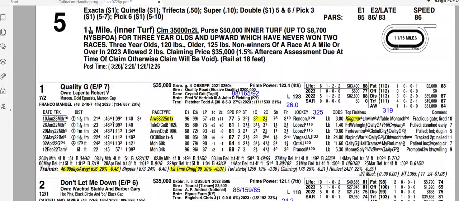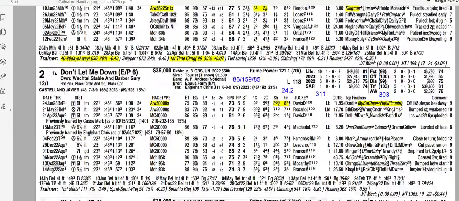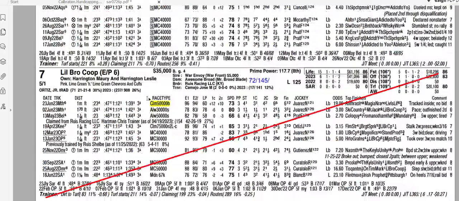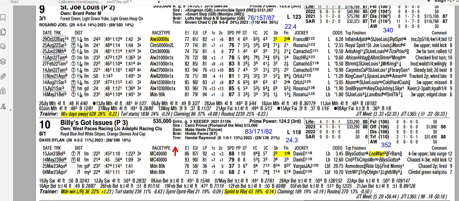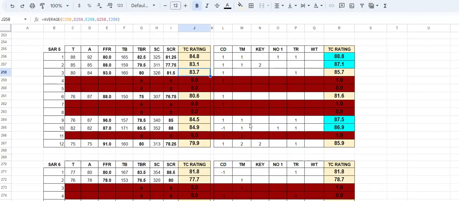We have the 1, 7 to 2. Here's a 12 to 1 horse, Castellano for Englehart. We go down to the 9, 3 to 1, Rosario, and there's that 10, 8 to 1 morning line, Dylan Davis.